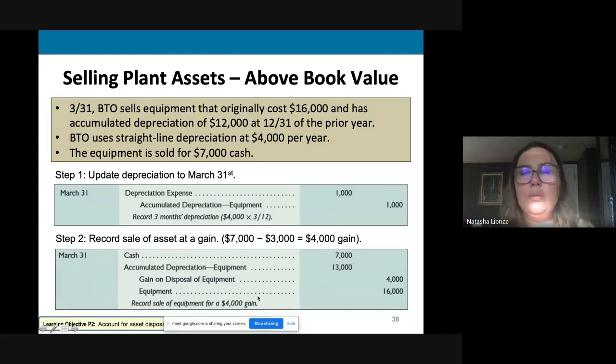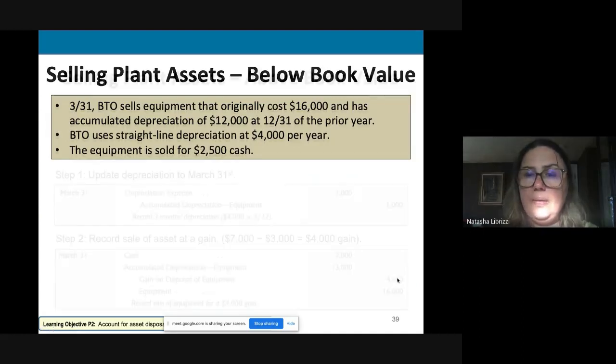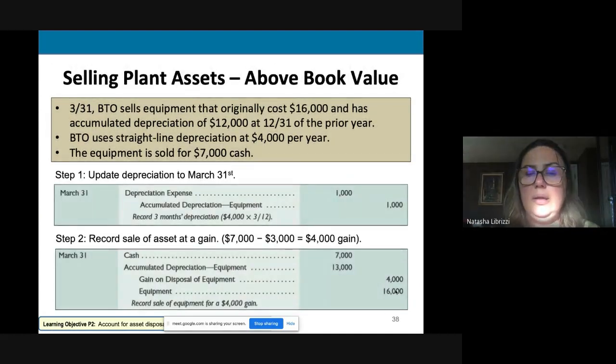Now, I almost say gain or loss could be a plug figure. Your debits don't equal your credits. What do you need here? You need your $4,000. A credit is a gain, therefore 4,000 gain is booked in this entry.